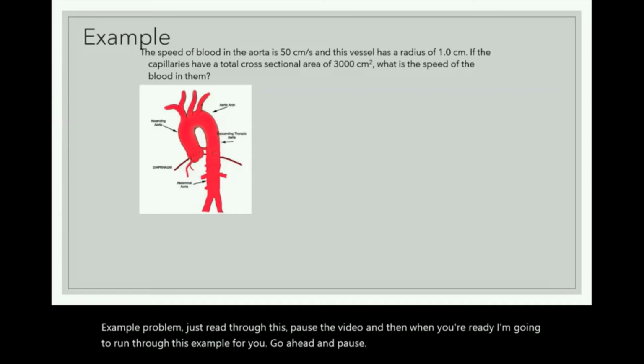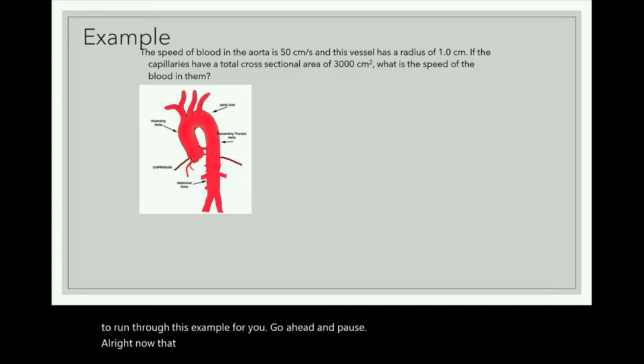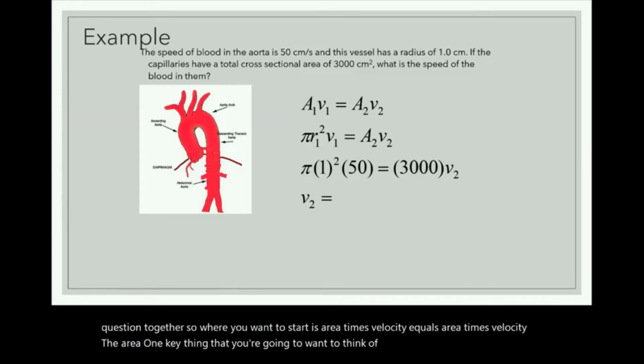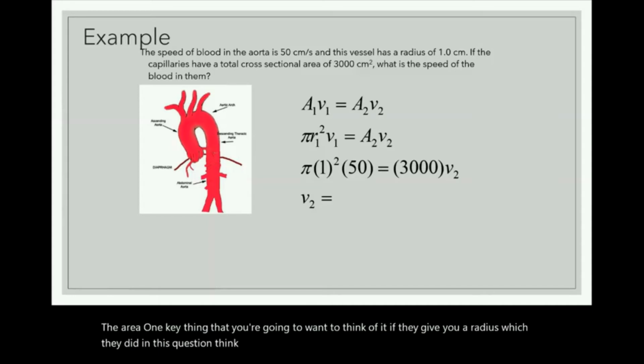All right, now that you've written down and tried to solve this one, we're going to walk through this question together. So where you want to start is area times velocity equals area times velocity. The area: one key thing that you're going to want to think of is if they give you a radius, which they did in this question, think of radius, and to get the area, you're going to want to do the area of a circle. So that's why I have pi r squared there.